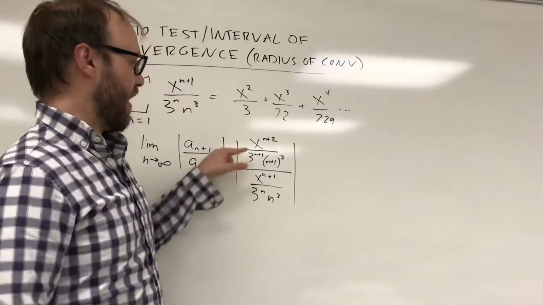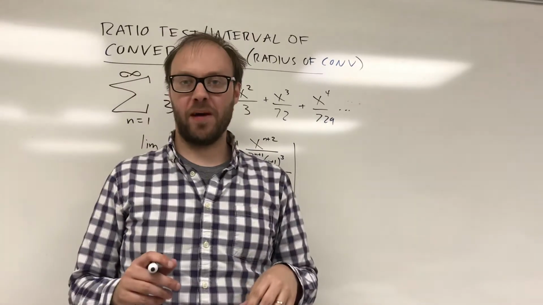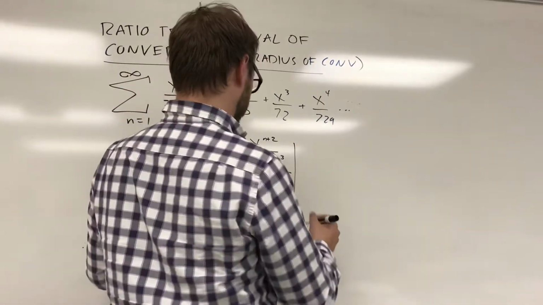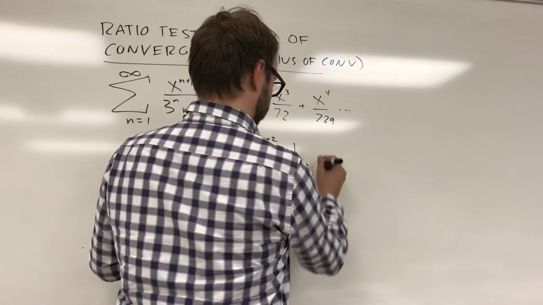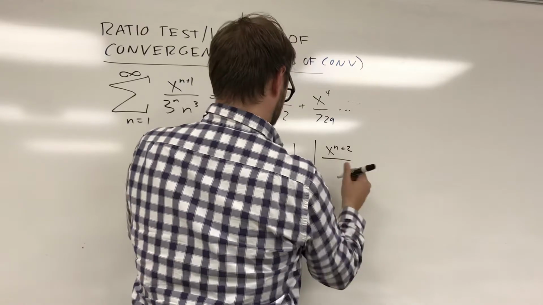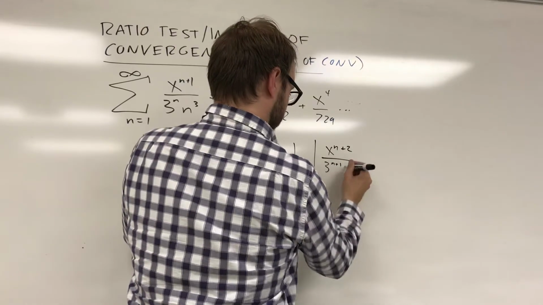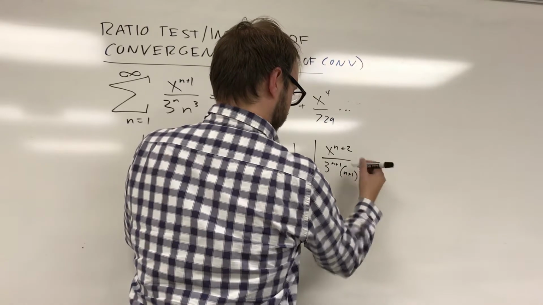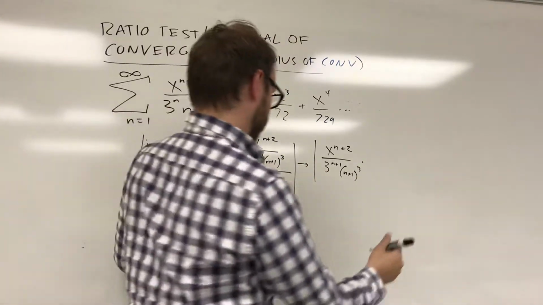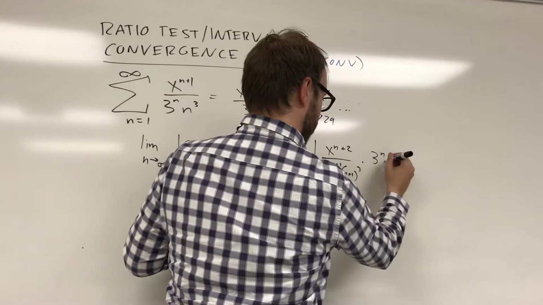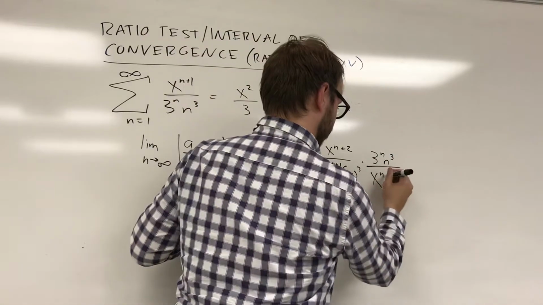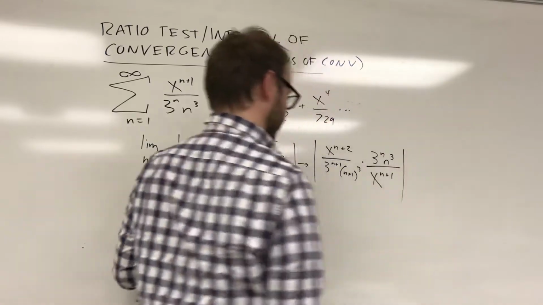Remember that when you divide by a fraction, it's the same thing as multiplying by the reciprocal, okay? So I think you'll make your life a lot easier if you simplify this a little bit. Write this as x to the n plus 2 over 3 to the n plus 1 times n plus 1 cubed times the reciprocal of the denominator. So you're going to have a 3 to the n in the top, you're going to have an n cubed in the top. On the bottom, you're going to have an x to the n plus 1. Okay, and you're taking the absolute value of that.